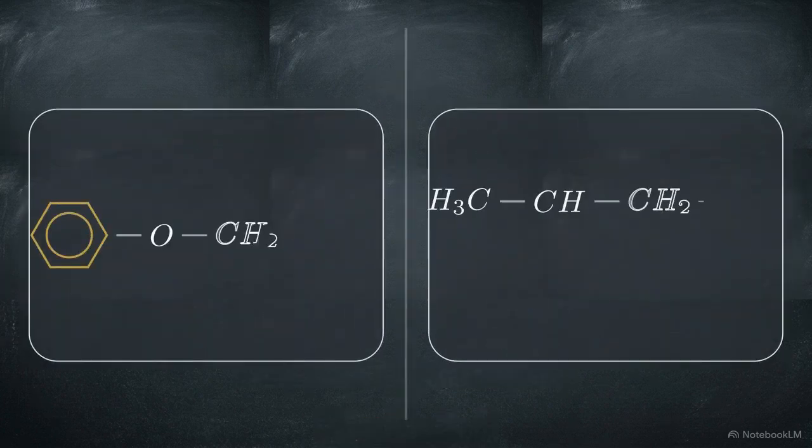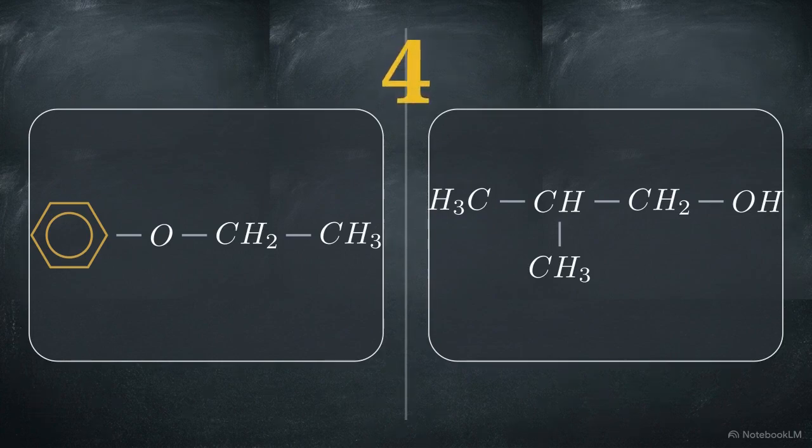Let's test your recall. Take 5 seconds to identify the names for these two structures. One is an aromatic ether, and the other is a branched alcohol.